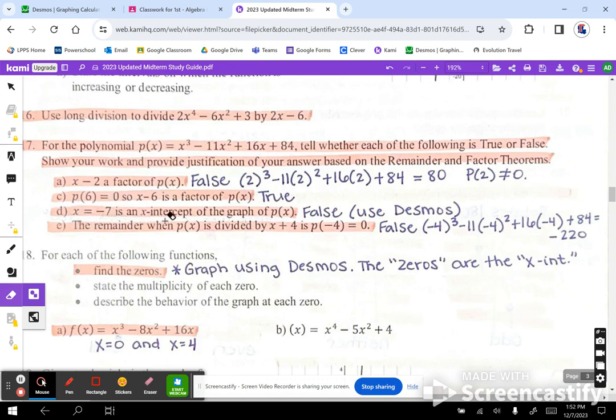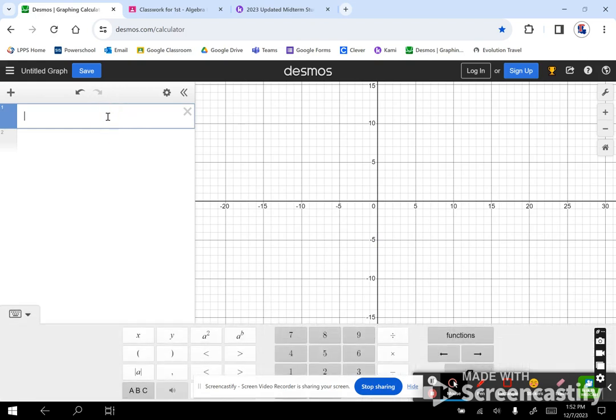x equals negative 7 is an x-intercept of the graph. Just graph this in Desmos. I'll even do it for you. Go over here to Desmos and graph that into Desmos. Make sure that you know how to type this into Desmos. And that will tell you if your graph truly does have an x-intercept at that. Whoops, I don't know what I did there. There we go. Plus 16x plus 84. I need to take that sub out. There we go.